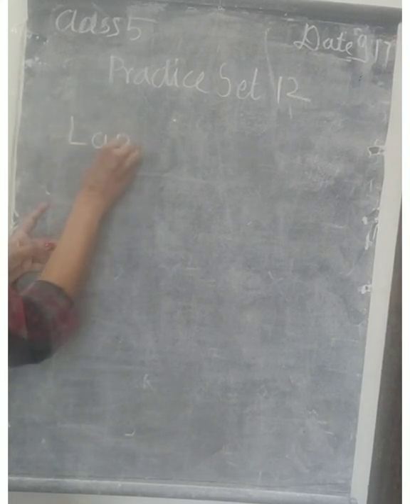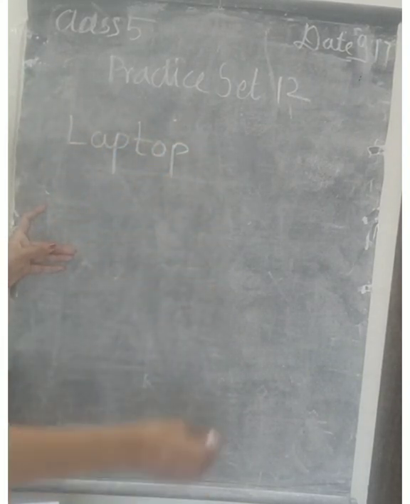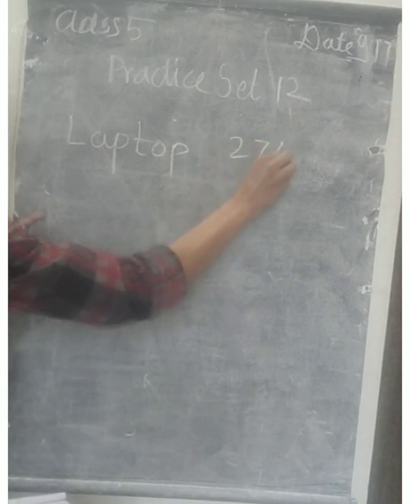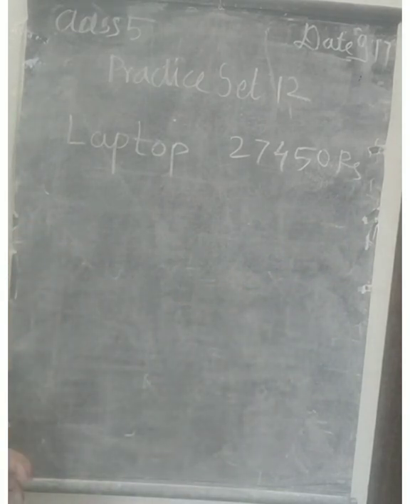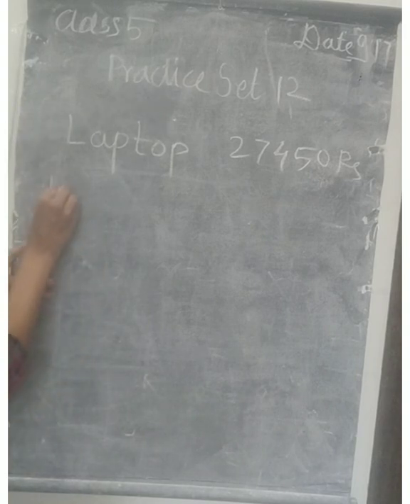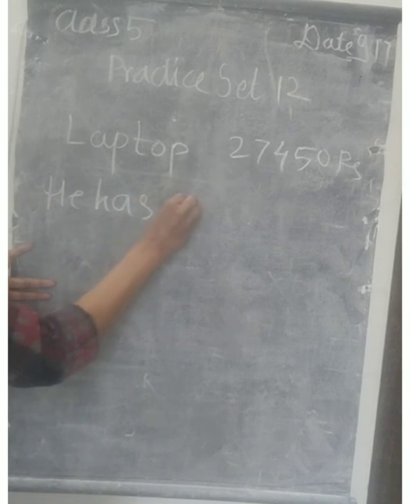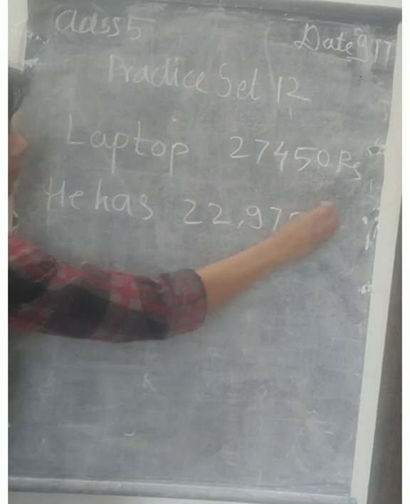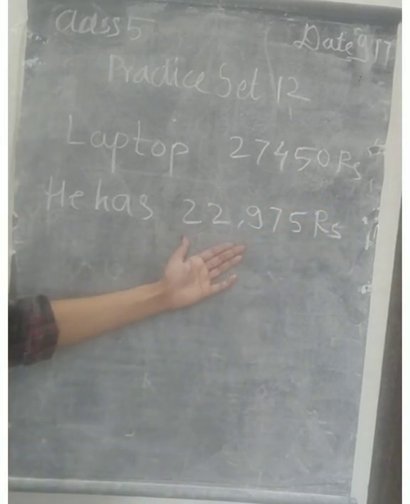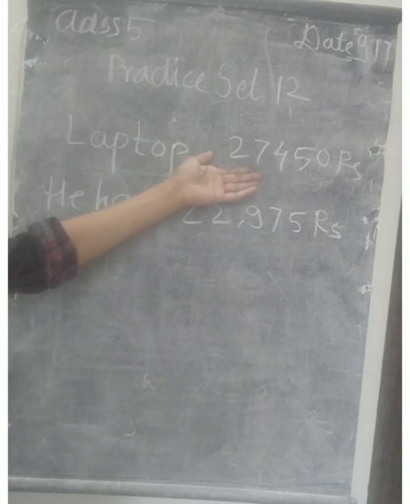Prathamesh wants to buy a laptop worth 27,450 rupees. So laptop he wants to buy and the laptop cost is 27,450 rupees. Okay? He has 22,975 rupees. Now he had how many rupees? 22,975 rupees. Obviously he has less amount than what he actually required.